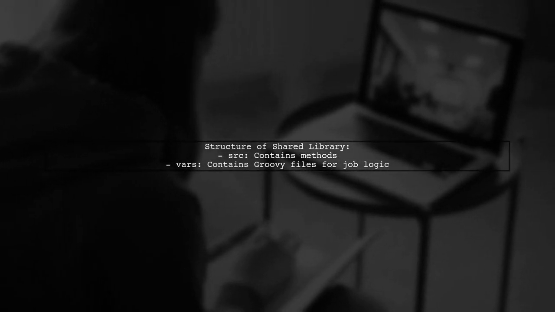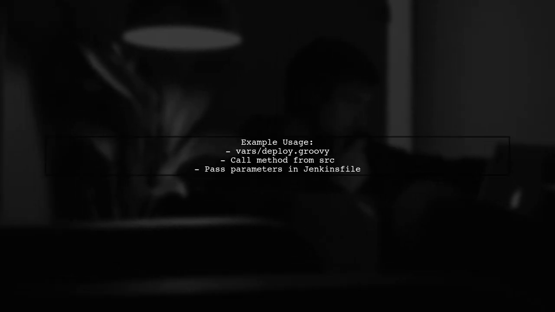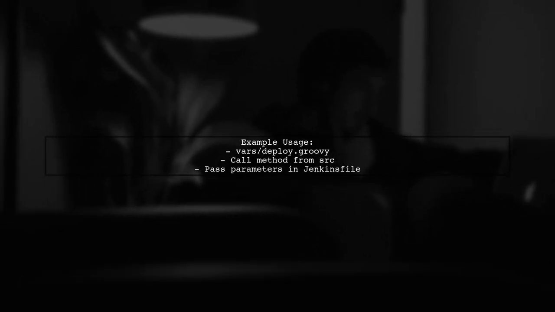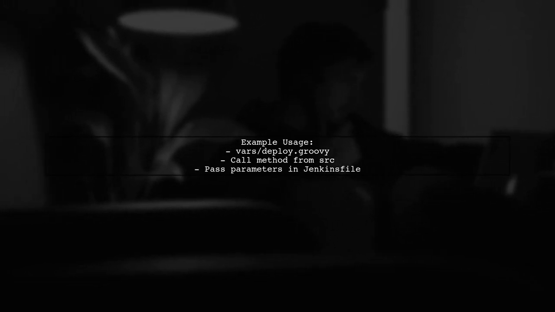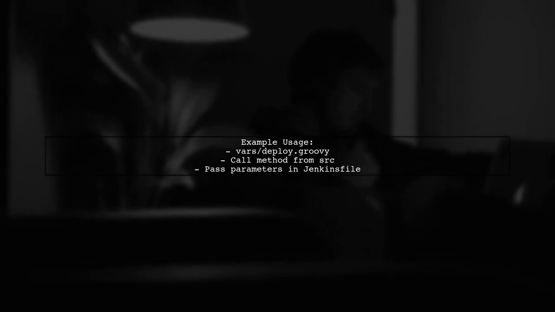A shared library consists of a SRC folder for methods and a vars folder for job logic. The vars folder contains Groovy files that you can call in your Jenkins file. For example, you might have a deploy.groovy file in the vars folder. You can call a method from the SRC folder and pass specific parameters in your Jenkins file.